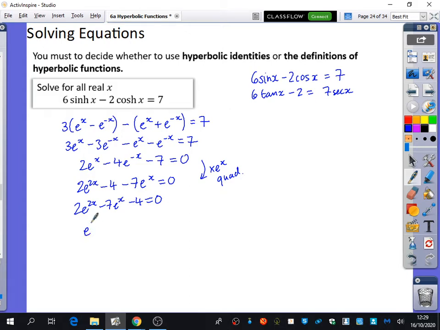So either e to the x is equal to 4 or e to the x is equal to minus a half. Tell me more about this. This one will have no solutions. And the reason it has no solutions is because we know that e to the x is always greater than 0. So my solution is just going to be that x is equal to ln 4.